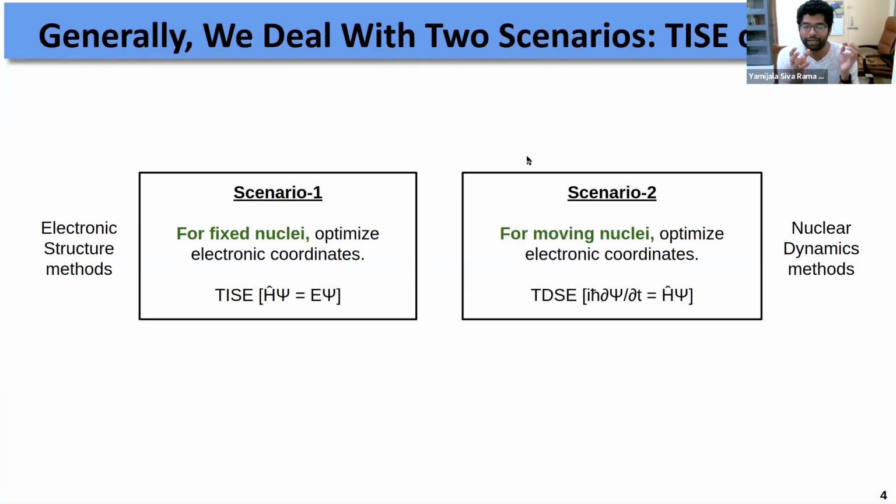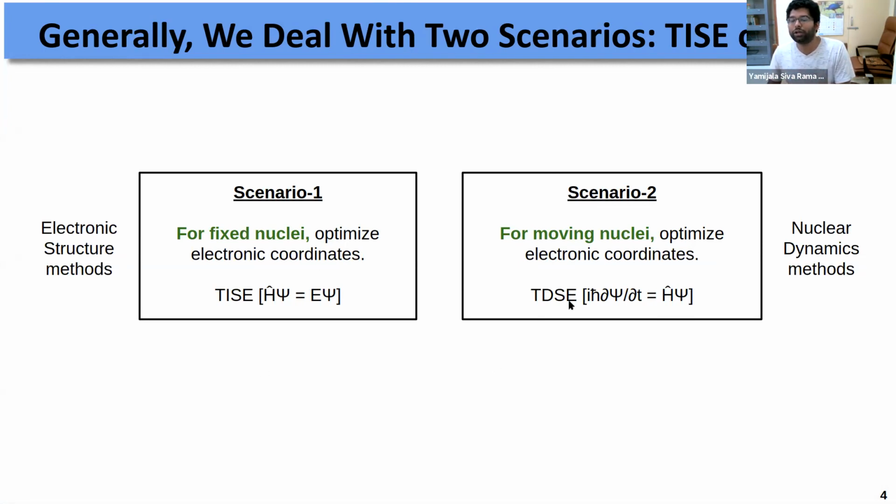a fixed set of nuclei, for which we will optimize the electronic coordinates. These kinds of methods are called electronic structure methods, where we will be solving the time-independent Schrodinger equation, which is the normal eigenvalue equation, H psi equals E psi.